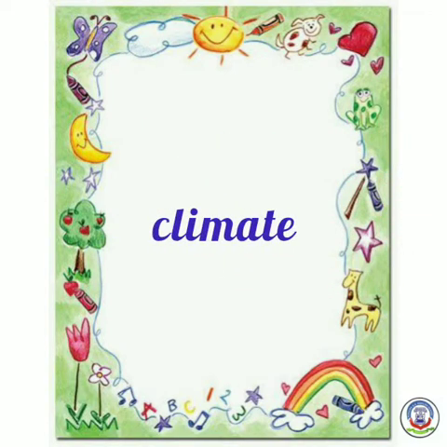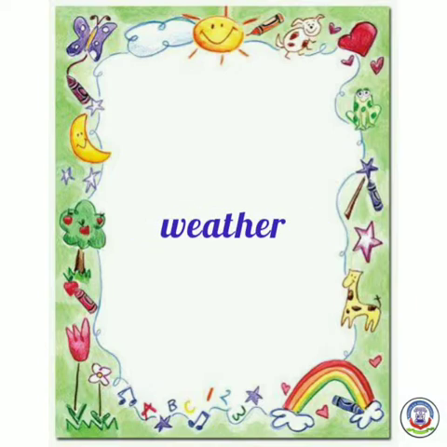Number 1. Climate. C-L-I-M-A-T-E. Climate means the weather conditions prevailing in an area over a long period. Climate ka matlab Hindi mein hota hai jalvayu. Number 2. Weather. W-E-A-T-H-E-R. Weather means the state of atmosphere at a particular place. Weather ka matlab hota hai mausam.